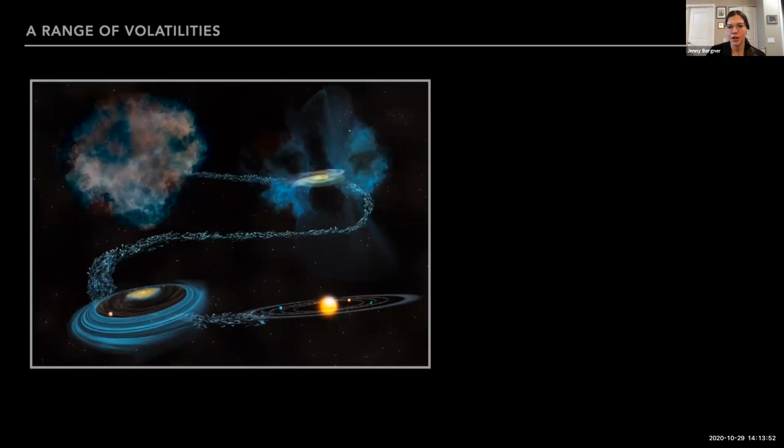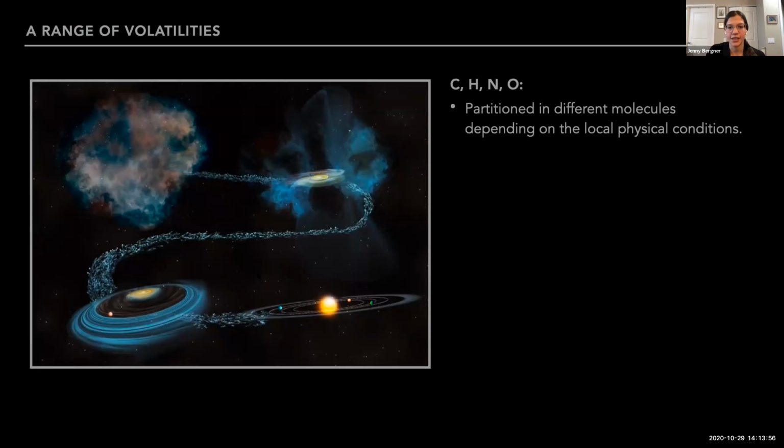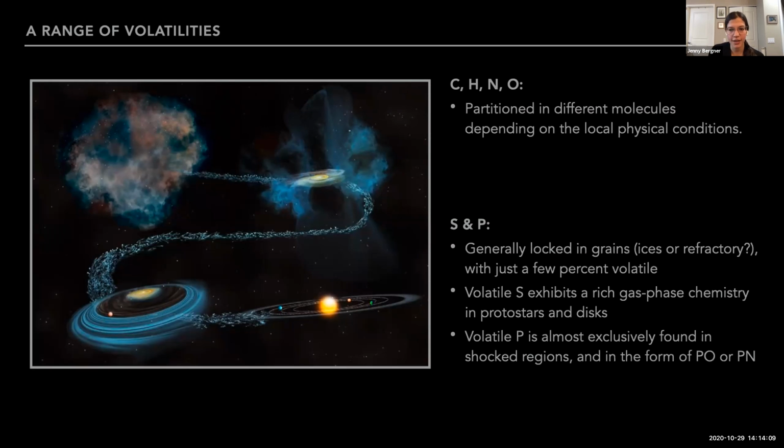So coming back to this picture, we see that these more volatile elements like carbon, hydrogen, nitrogen, and oxygen, as we study their chemistry along the star formation sequence, are partitioned in different molecules depending on the local physical conditions. In contrast, sulfur and phosphorus seem generally to be mostly locked up in grains. We don't know yet whether this is an ice phase or a refractory phase, but we do know that just a few percent or so of sulfur and phosphorus is actually in a volatile form. While sulfur in its volatile form exhibits this really rich gas phase chemistry that we can detect in both protostars and disks, phosphorus is almost exclusively found in energetic shocks in protostars, and it only shows up in the form of PO and PN.